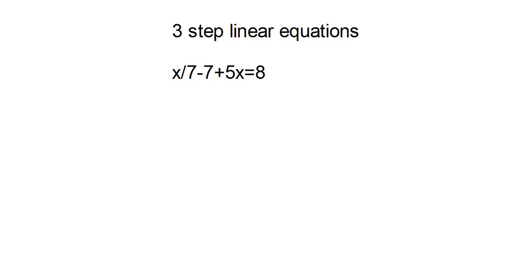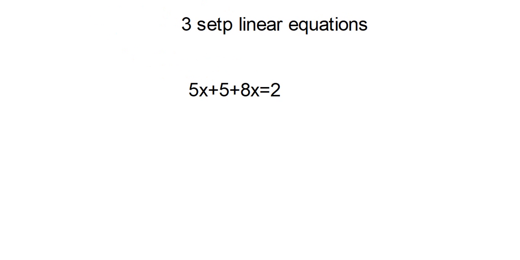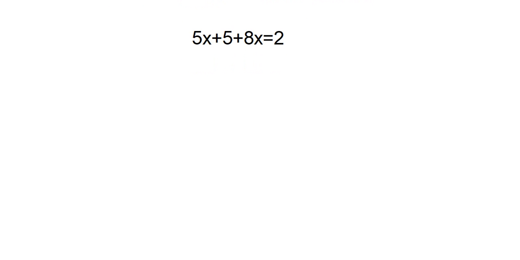By request, I'm going over how to solve three-step linear equations. Actually, I'm going to do an easier one first, then I'm going to come back to this one. So I'm going to start with this one right here. We've got 5x plus 5 plus 8x is equal to 2. Now the first thing I'm going to do is subtract 5 from both sides.